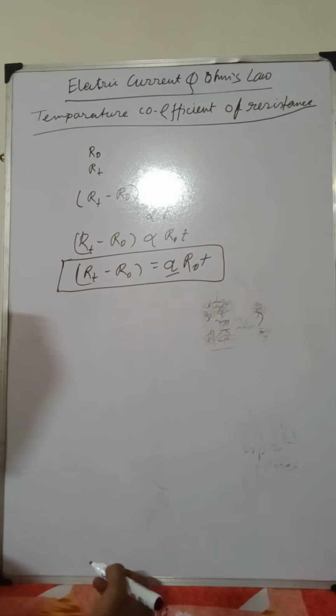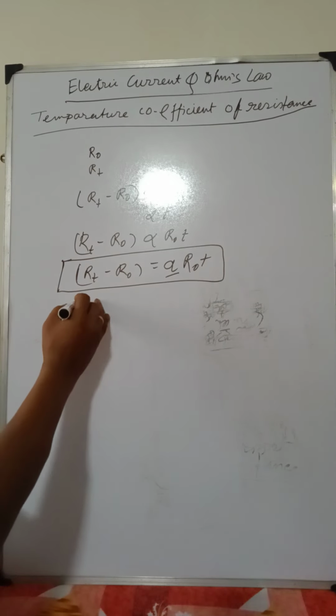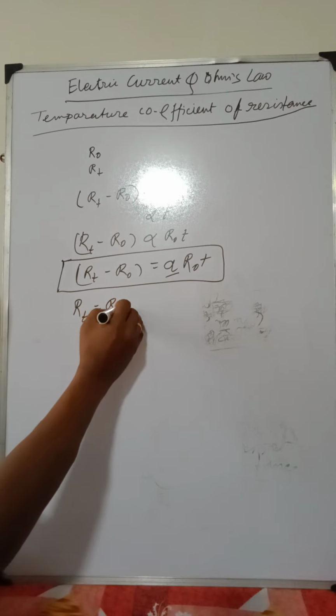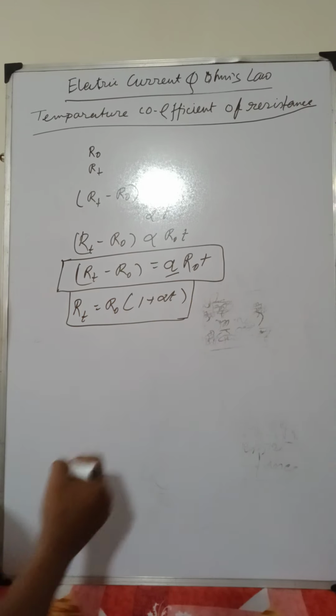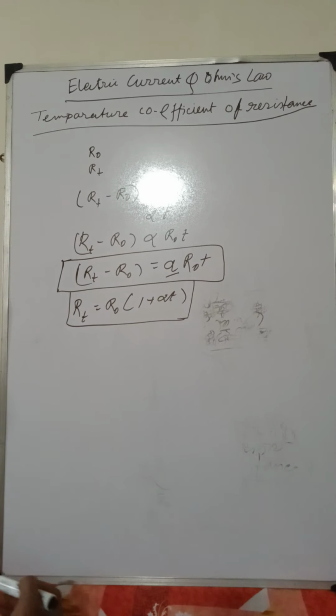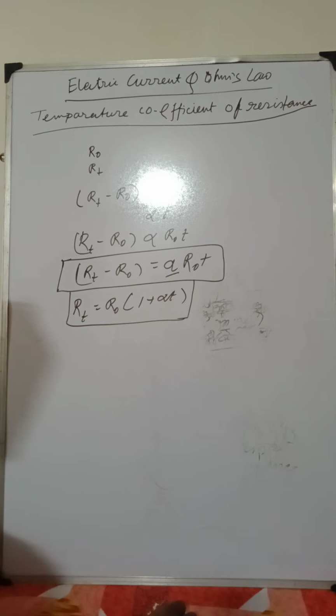How resistance varies with the temperature difference. This is the expression. So we get RT equals R0 into 1 plus alpha T. This expression is only for the ohmic conductor, ohmic material. For non-ohmic material such as a semiconductor, if temperature increases, resistance does not increase there.